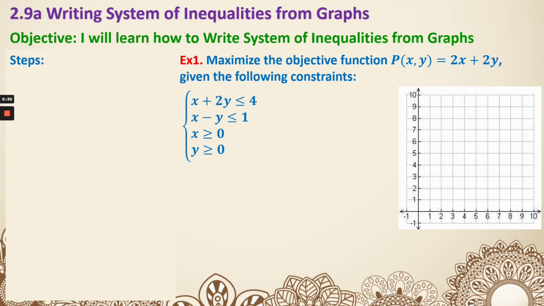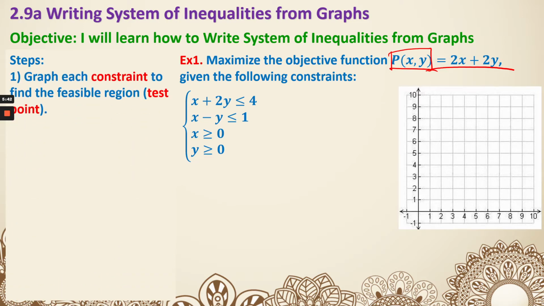Example 1. Maximize this function right here. As for what this is, that's just the function, like the name of the function. Given the following constraints. First step, we're going to graph each constraint to find a feasible region. So let's start with the easy ones, these two.